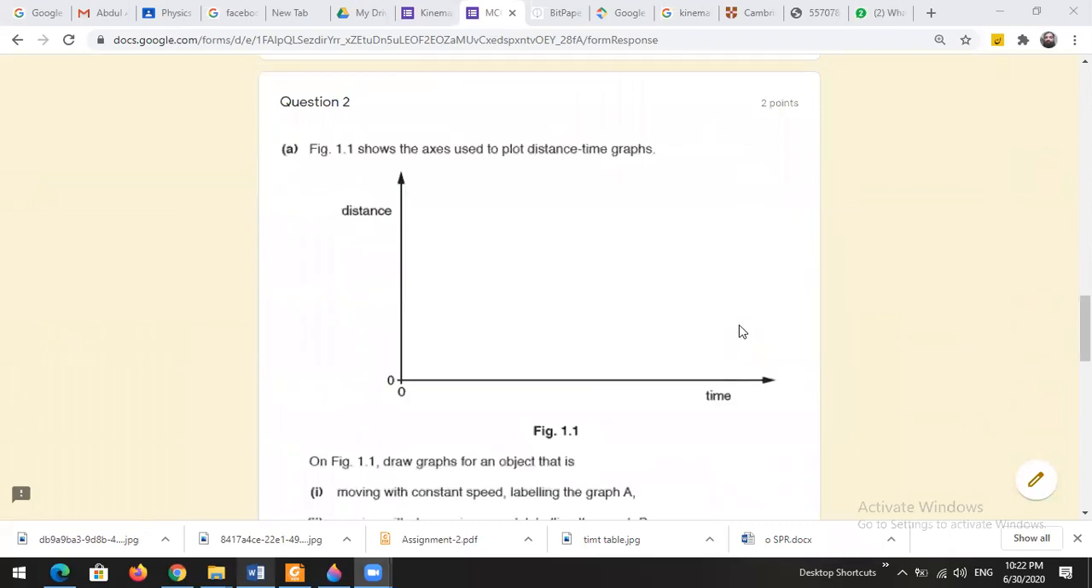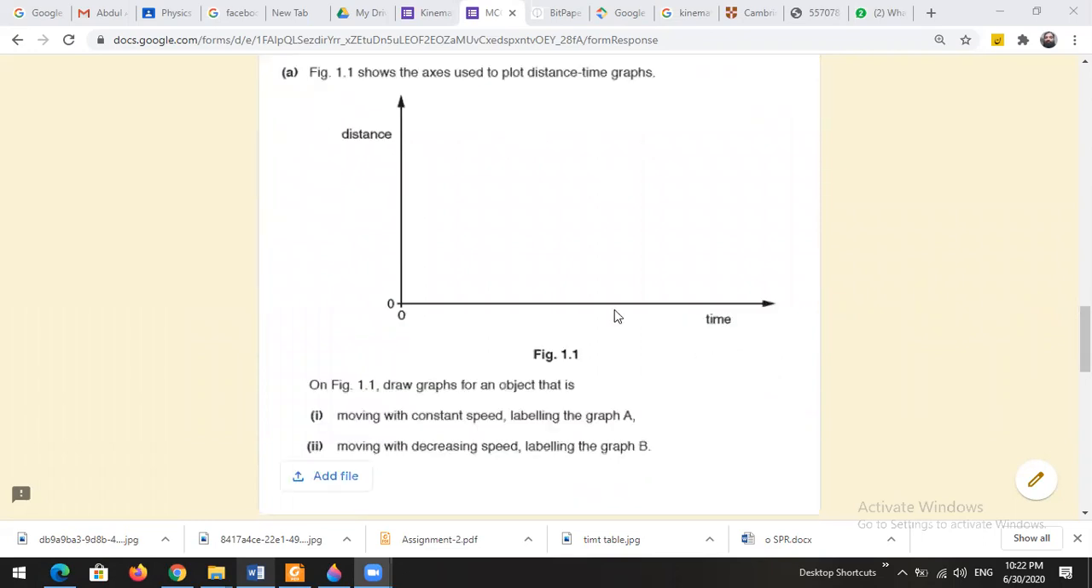Question number 2. Figure 1.1 shows the axis used to plot distance time graphs. So this is a distance time graph. On Figure 1.1, draw a graph of an object that is moving with constant speed, labeling the graph A. So you have to label as well.